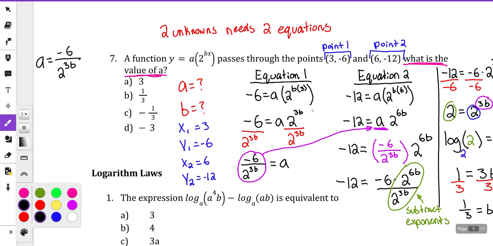But now we know that b is 1/3. So to calculate a, I change b to become 1/3. So a would equal negative 6 divided by 2 to the power of 3 times 1/3. 3 times 1/3 is 1. So this is negative 6 divided by 2, which is negative 3. That's a hard one.